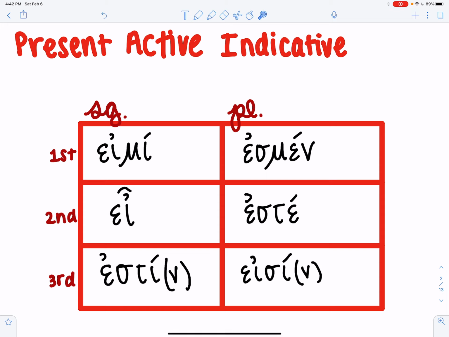And then remember with these two, you're just going to use the nu when your next word, the word following your form of ειμί, begins with a vowel. Just like you would in English. It's not a elephant, it's an elephant. I think I used that example earlier too. Okay, that's all for present active indicative.